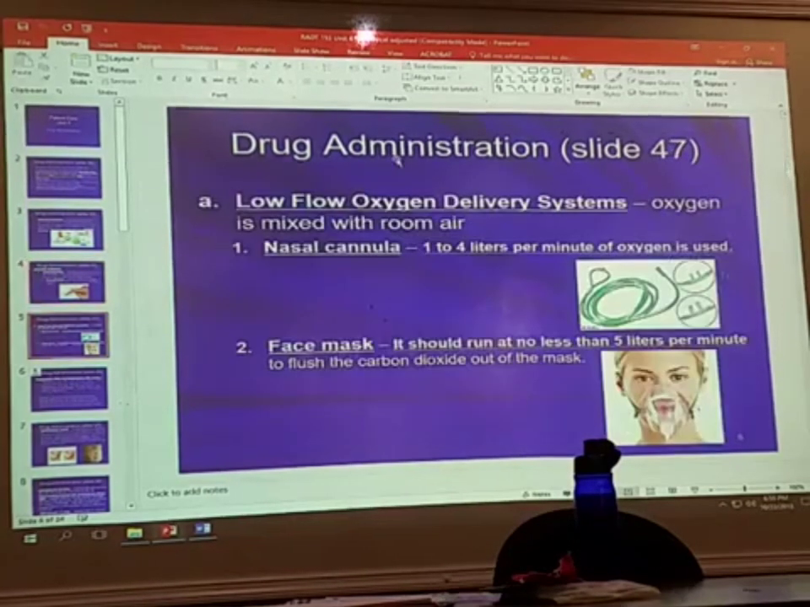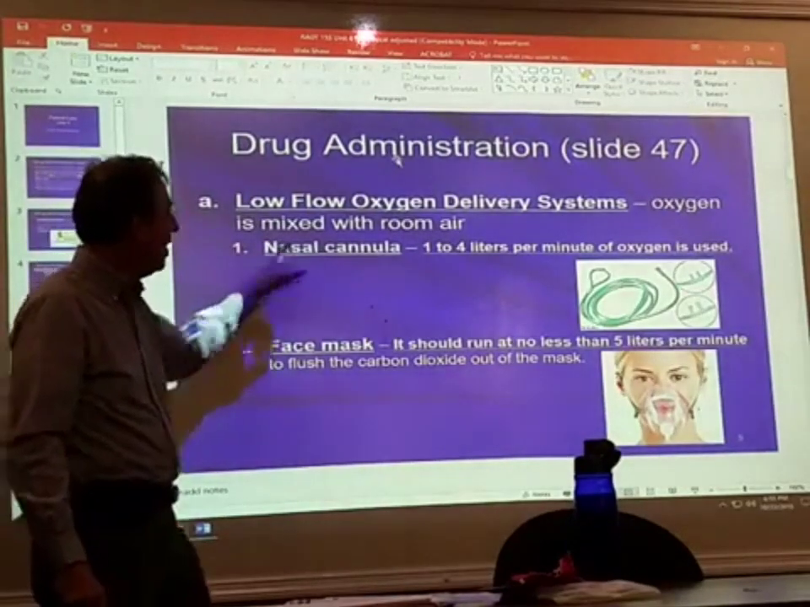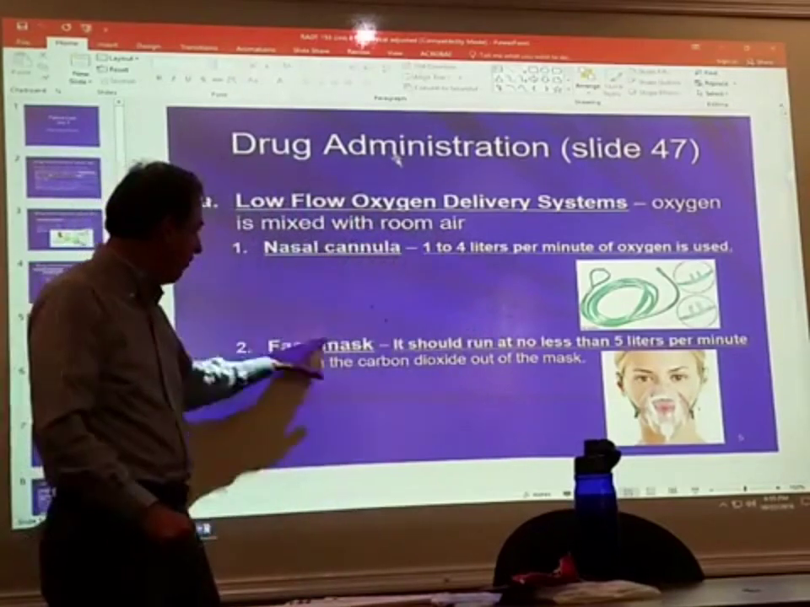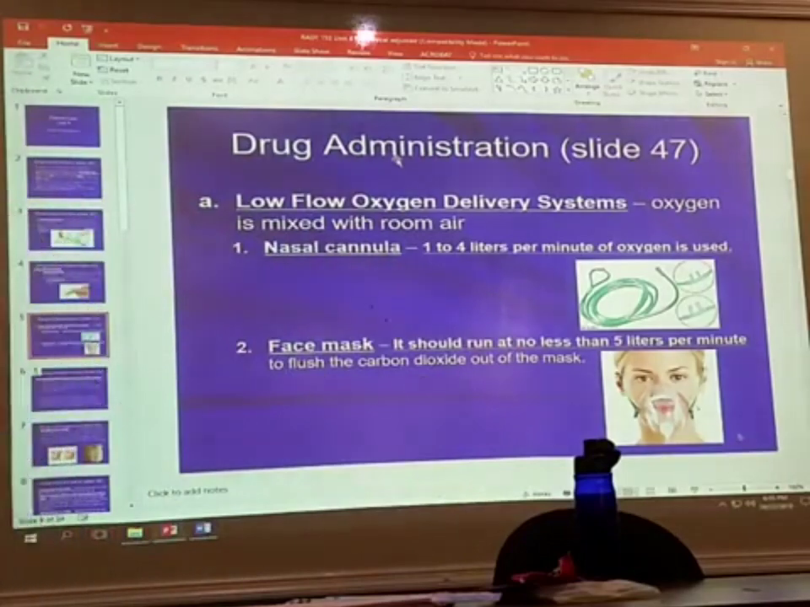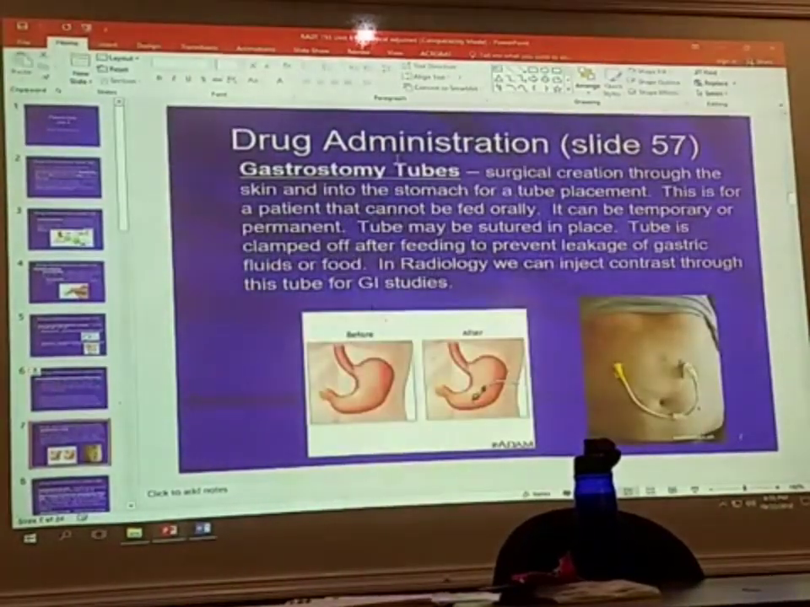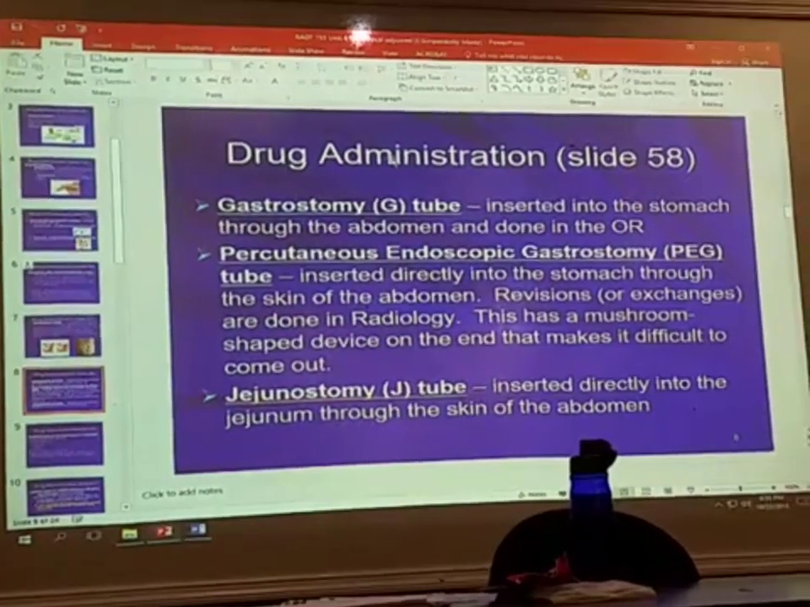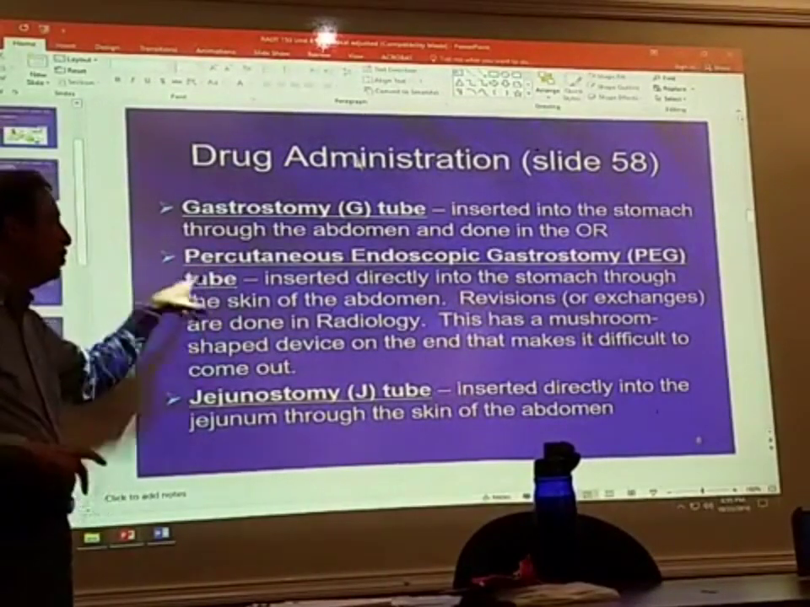You've all seen a pulse ox. In terms of if a patient needs oxygen, if you're going to use a cannula, 1 to 4 liters is safe, okay? If they have a face mask, it needs to be 5 liters, or it used to be more than 5 liters, okay? NG tubes and that, so you understand, just going over that. I know a good friend over at Saddleback wanted me to make sure everyone understands about PEG tubes and that.